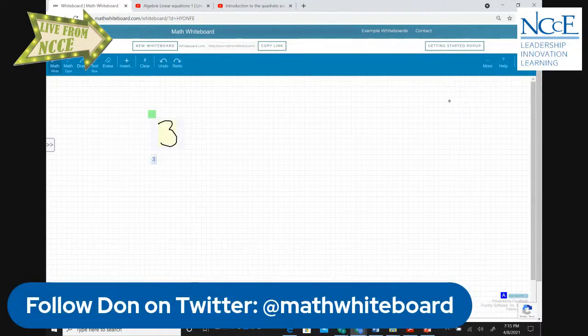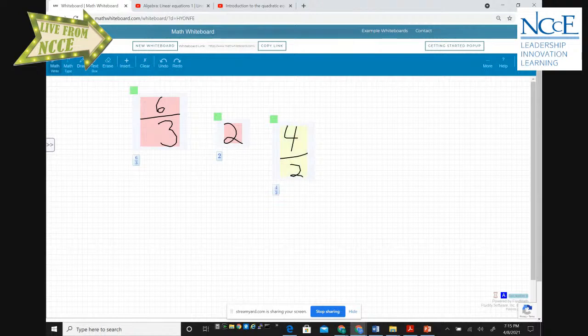So we know the number 3 and the number 2, these are not equivalent to each other. So they're color-coded differently. And the number 4 is not equivalent to 2. So again, it's color-coded differently. But the number 6/3 is equivalent to 2. And the number 4/2 is equivalent to 2. So we color code them the same. Of course, this is very applicable when we're possibly looking at equivalent fractions and decimals and so forth.